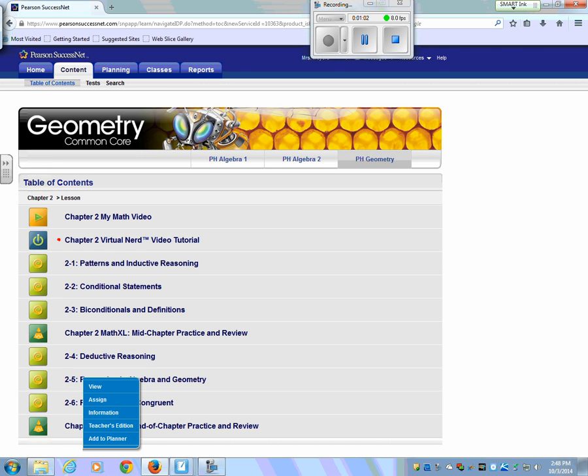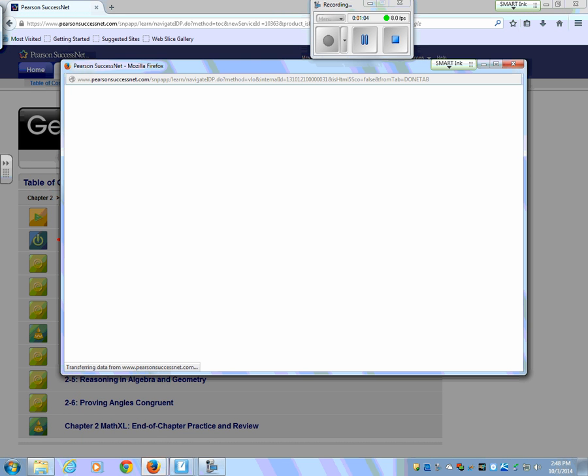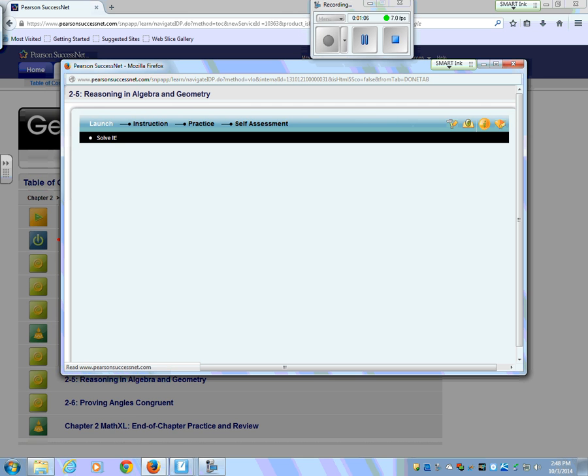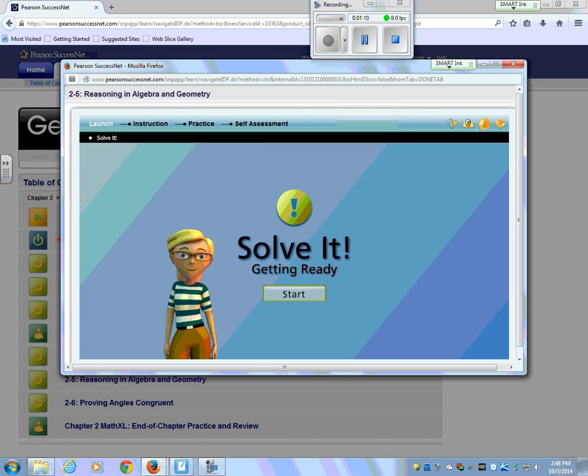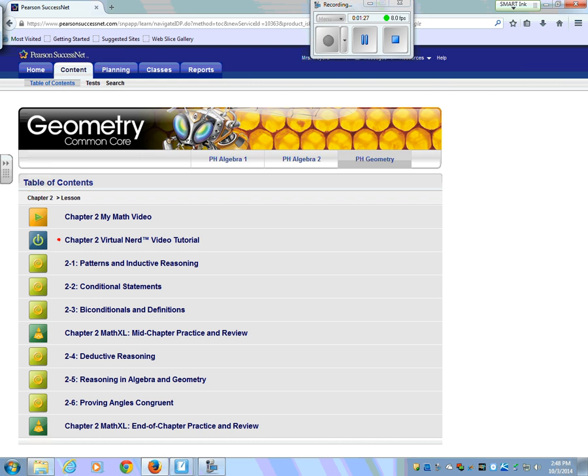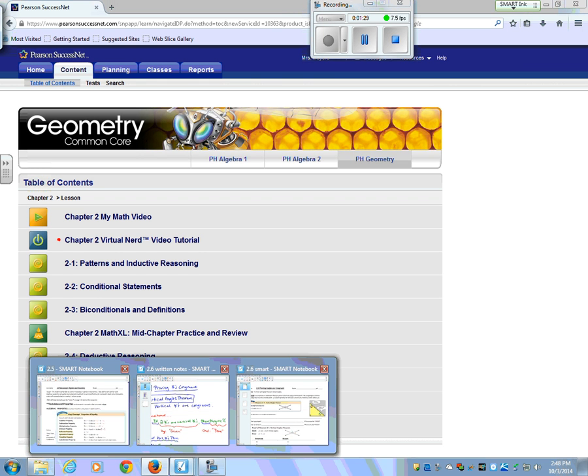And I'm going to pick a view, and then it shows me the Solve It that is in your book. And I'm going to let you do this yourself. So when you log in yourself, you're going to push Start, and then it will walk you through that problem. It's kind of an interesting application of algebra, the problem. So let me close down out of this, and we'll go back to our smartboard.